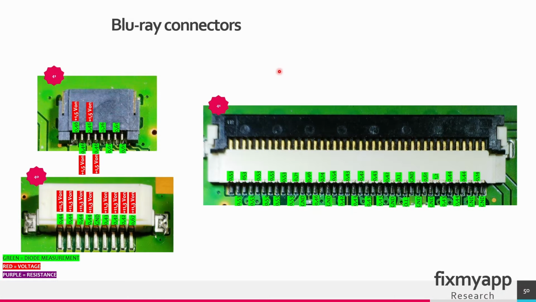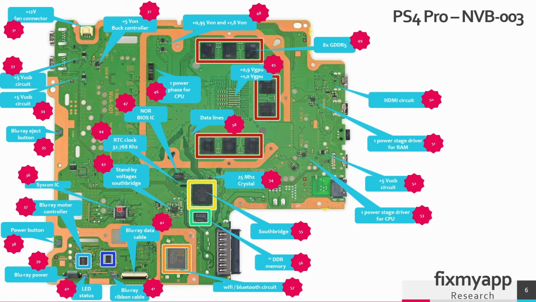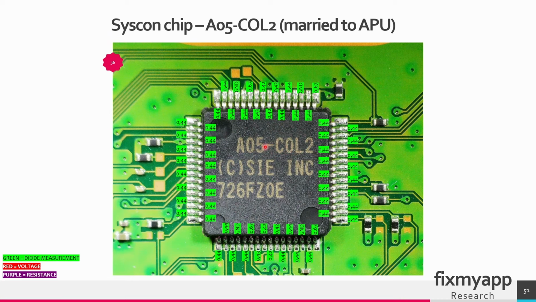Because we don't have any schematics or datasheets, when you want to troubleshoot it, you can compare it with these diode measurements and these voltages. This chip here is a Syscon chip. It's located in region 36. You can recognize a Syscon chip by the marking like A05 or Col2. This chip is also married to the console, and this processor is responsible for different low-level management tasks.